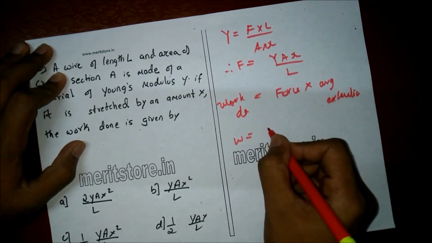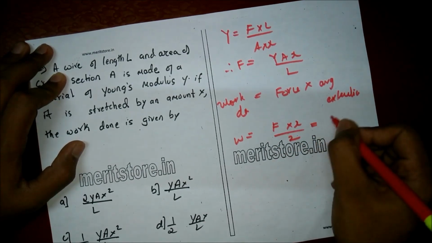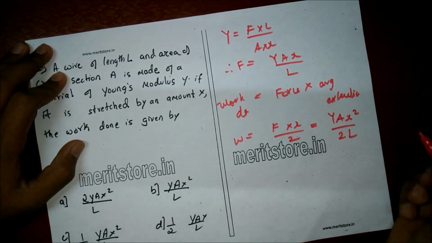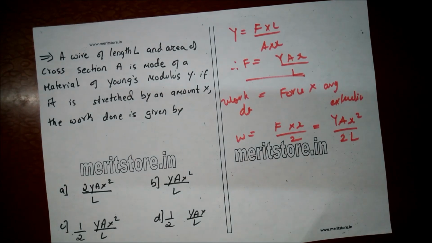Therefore, the work done will be F × X upon 2, which is equal to Y A X square upon 2L. Substitute the value of F from this equation. Therefore, here the correct answer will be option C.